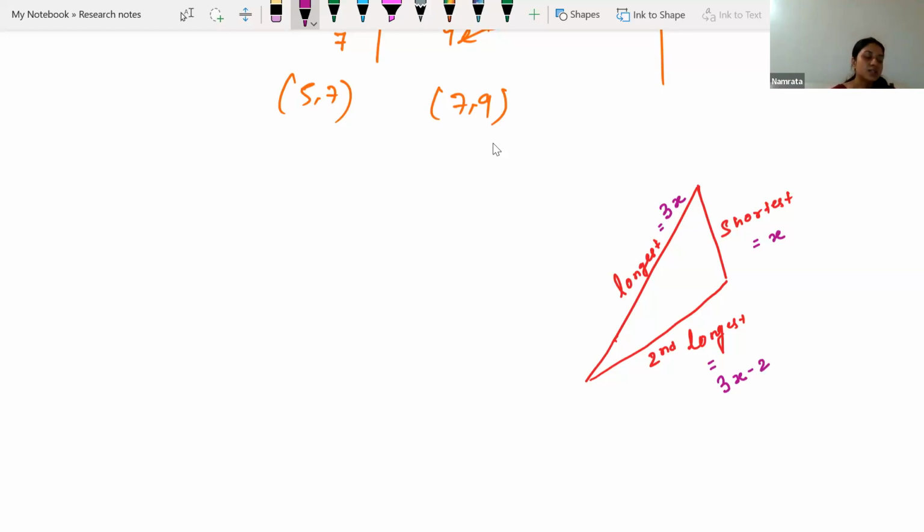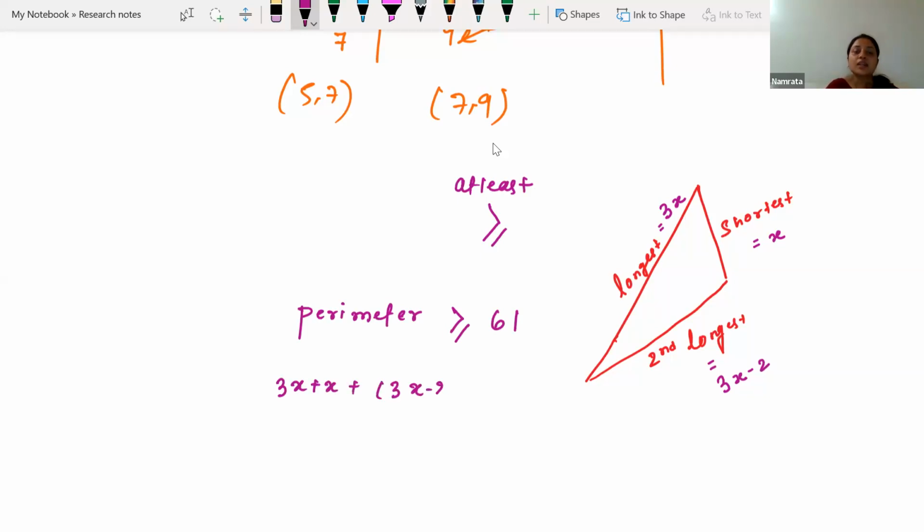Now what does it say? It says that the perimeter of triangle is at least 61. Whenever you see this word at least, that means minimum, that's where you have to use this sign, greater than or equals to. So here the question says that the perimeter of this triangle is at least, that means greater than or equals to 61. Perimeter formula is sum of all the sides. So we will be taking 3x plus x plus 3x minus 2, that greater than or equals to 61. And from here, again, we'll be able to solve it for x. Is it okay? Yes, ma'am.